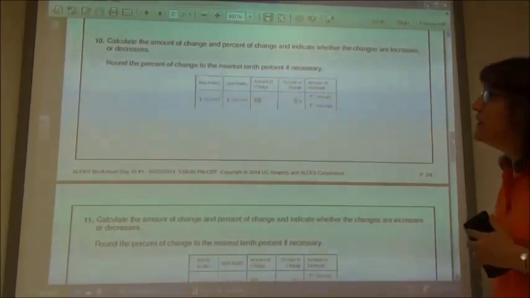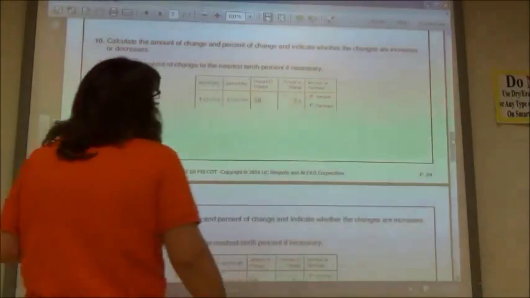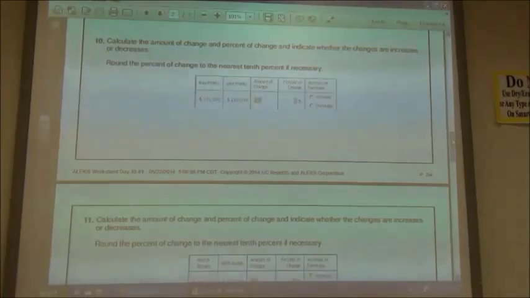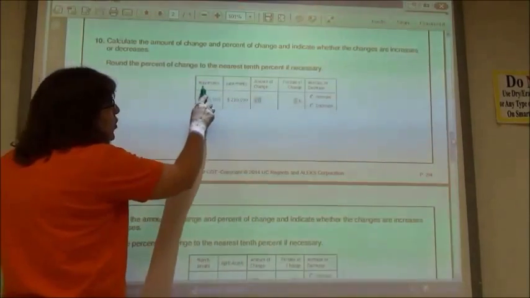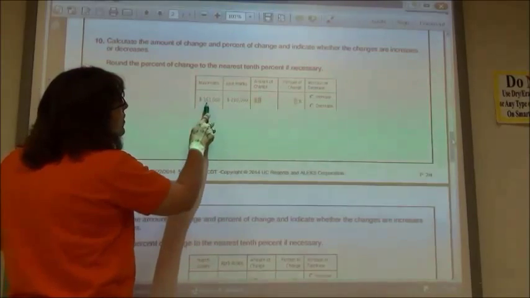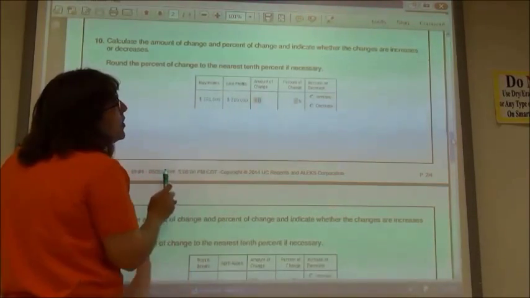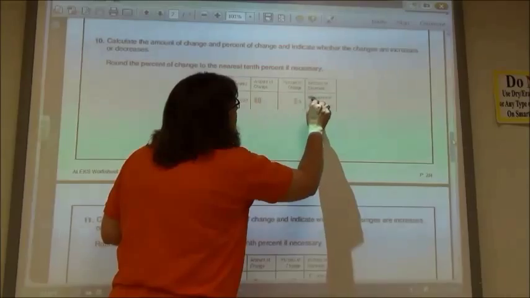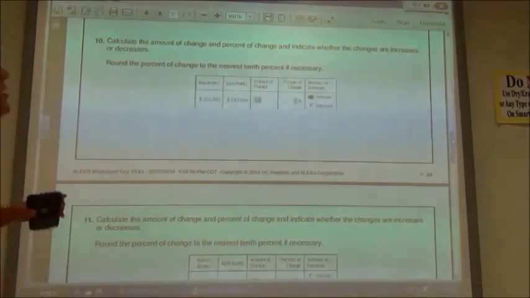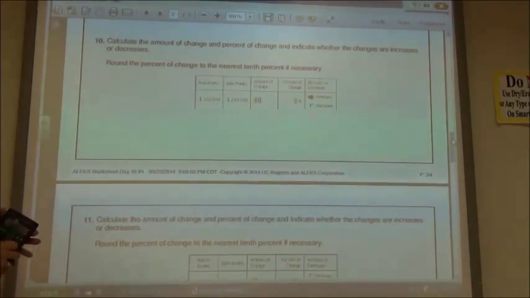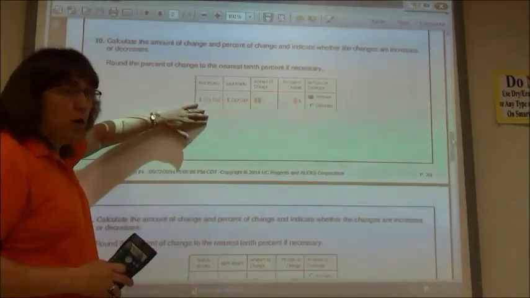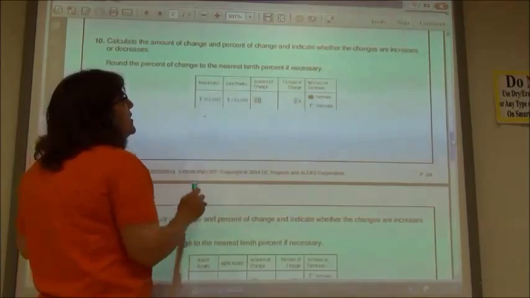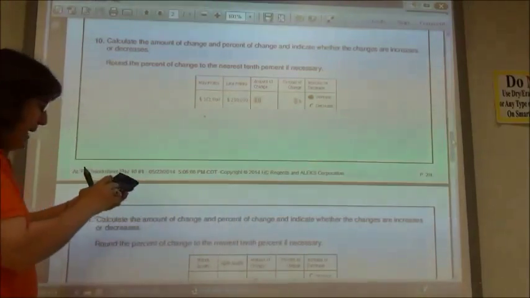10, 11, 12 says calculate the amount of change and the percent of change and indicate whether it increases or decreases. So we always go from the starting month to the previous month. If I had 161,000 and I went to 210,000, it increased, right? So what we have to do is find the amount of change, and we're always going to divide it by the starting one. So I'm first of all going to subtract. How much did it change by?